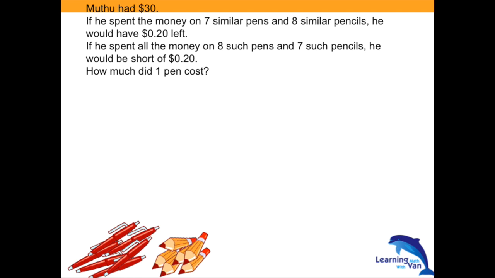Let's take a look at this question. Motu had $30. If he spends the money on 7 similar pens and 8 similar pencils, he would have 20 cents left. If he spends all the money on 8 such pens and 7 such pencils, he will be short of 20 cents. How much did one pen cost?